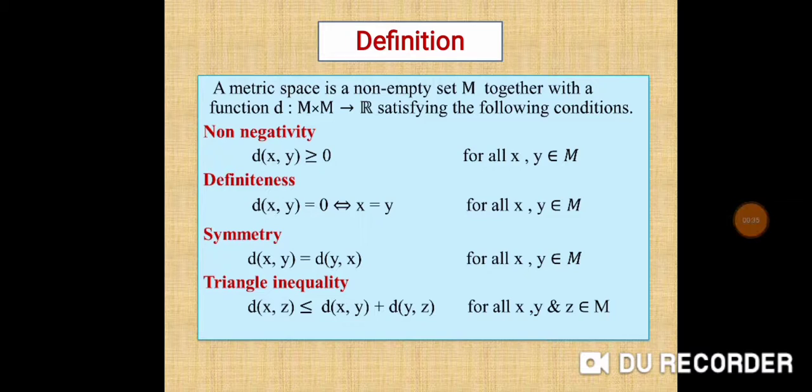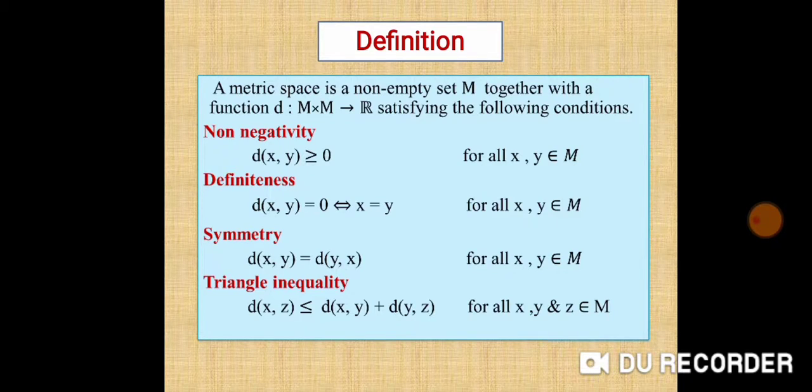Definition of metric space. A metric space is a non-empty set M together with a function d defined as M cross M to R satisfying the following conditions. First one, non-negativity. Non-negativity means the distance between two distinct points is positive. Second one, definiteness. The distance from a point to itself is 0. Third one, symmetry. The distance from x to y is the same as the distance from y to x.